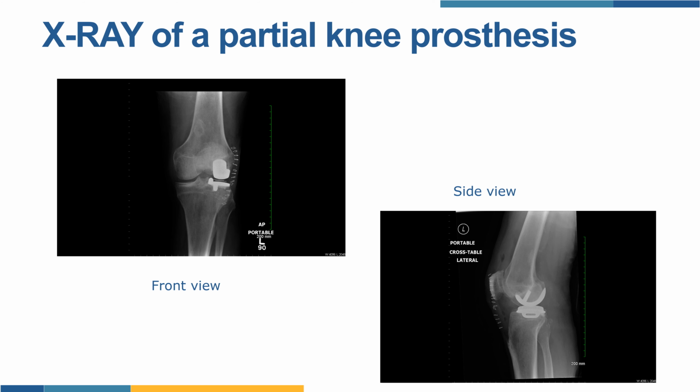Here we see an X-ray of a partial knee replacement. With a partial knee replacement, only half of the knee needs to be replaced. Note the smaller replacement parts and the healthy cartilage on the left side of the knee in the picture on the left.